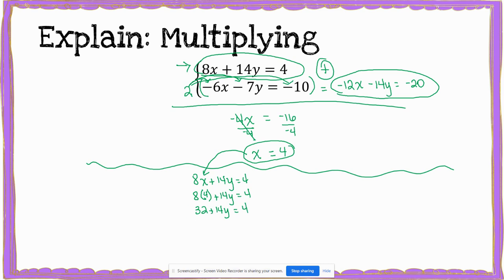I want to eliminate my 32, so I'm going to subtract 32 from both sides of this equation. That leaves me with 14y equals, and positive 4 minus 32 gives me negative 28. Then I just need to divide by 14 on both sides of this equation. I'm left with y equals, and negative 28 divided by positive 14 is negative 2. So the solution for this is that when x is 4, y is negative 2.